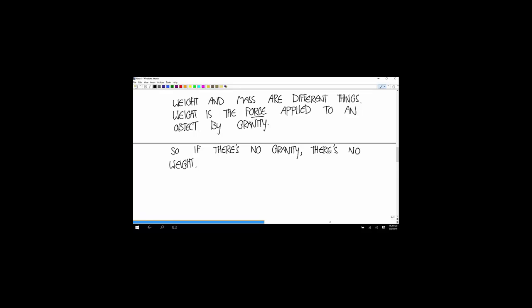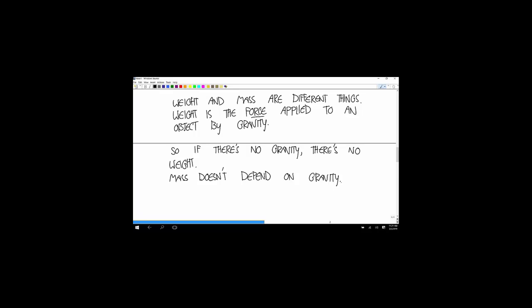An object's mass, on the other hand, is a property of the object that doesn't have anything to do with gravity. Mass doesn't depend on gravity. So, for example, an astronaut's weight on the moon is a sixth as much as that astronaut's weight on Earth, but the mass in both places is the same.